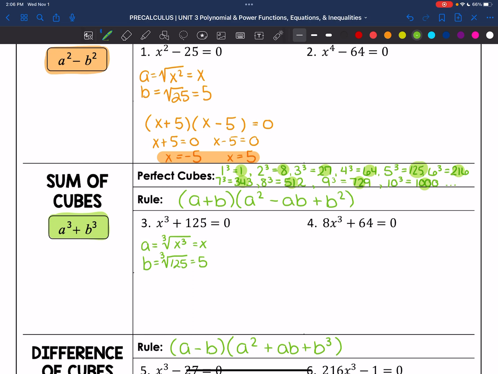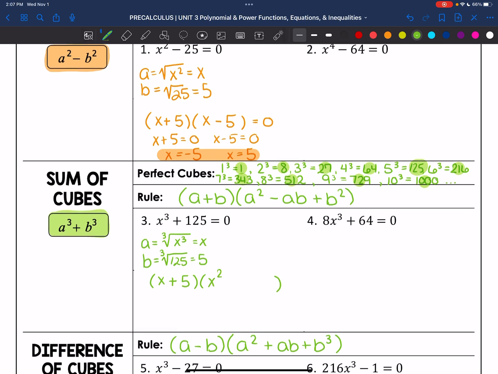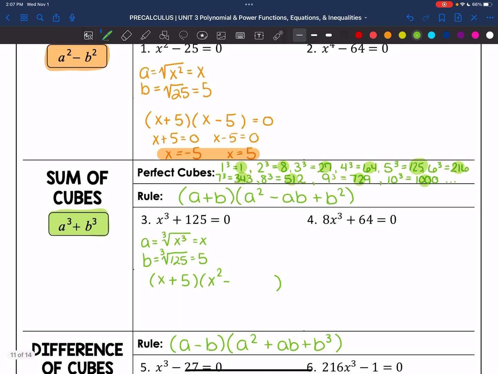Okay, now continuing on, what would this now be? We would need to have our binomial with addition in between, because it is a sum of cubes. We will take our A value, which is x, and our B value, which is 5. And then in the trinomial, we'll take our A value, x, and square it, so it's x squared. Then we'll subtract A times B, which is 5x. Then we will add our B value squared. B is 5, squared is 25.